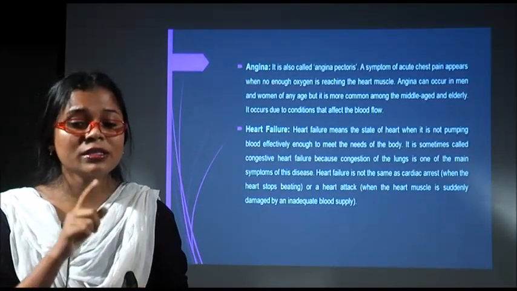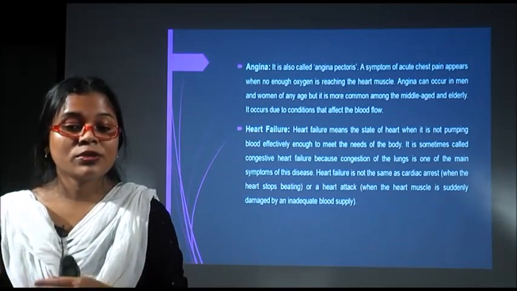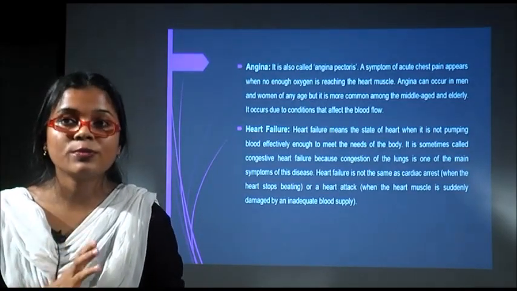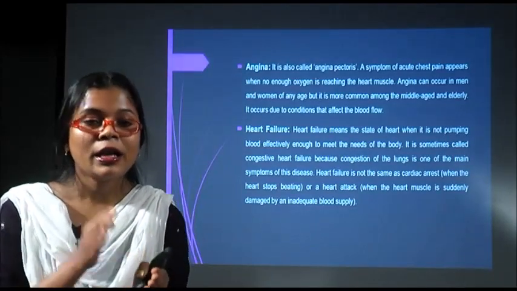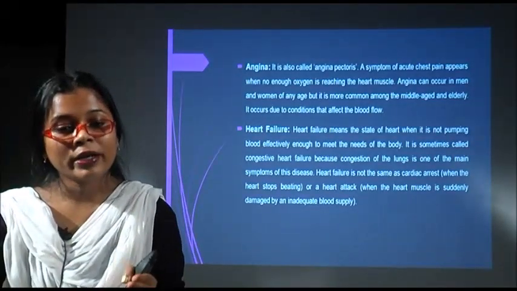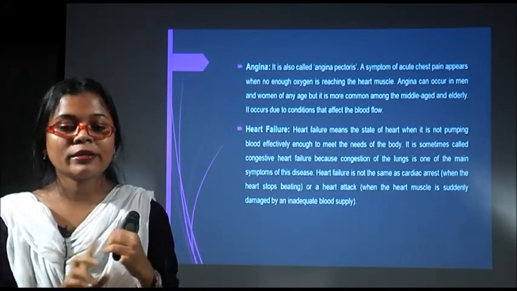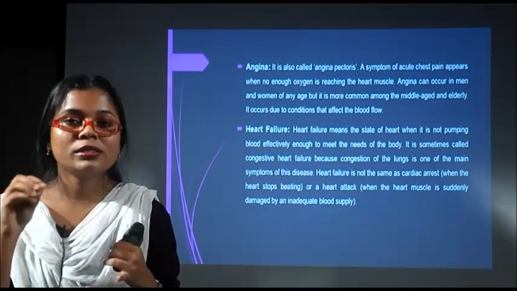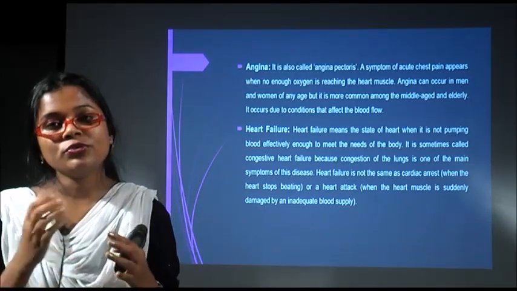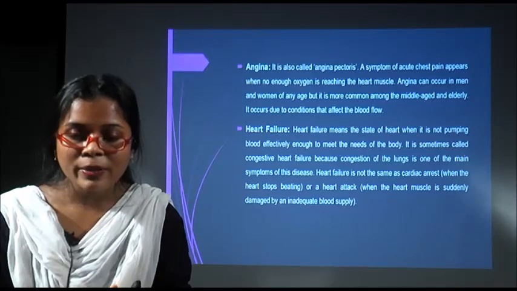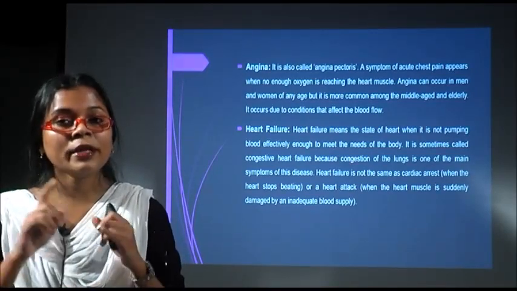Heart failure is quite different from cardiac arrest. Cardiac arrest is when the heart stops beating. When the heart's beating stops, that is called cardiac arrest, and it is also different from heart attack. Heart failure, cardiac arrest, heart attack. Heart attack means the heart muscle is suddenly damaged by an inadequate blood supply. Due to inadequate blood supply, the heart muscle is damaged. Okay, that is called heart attack.